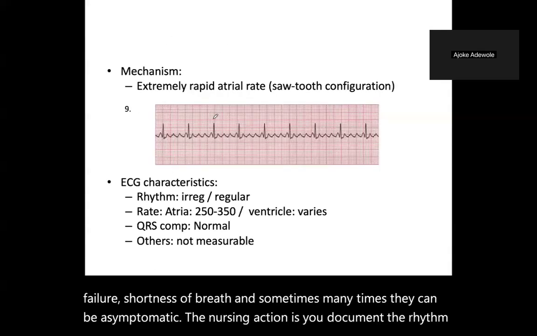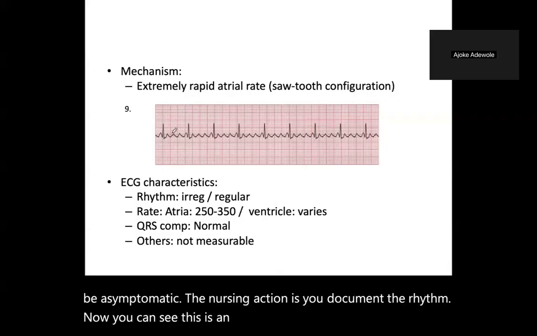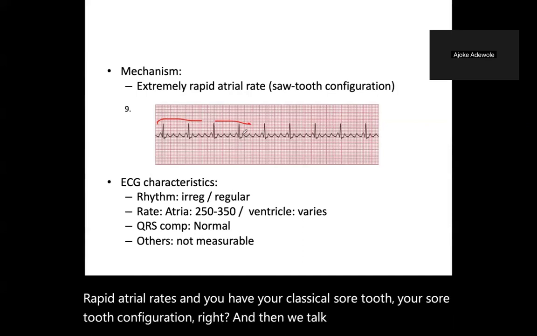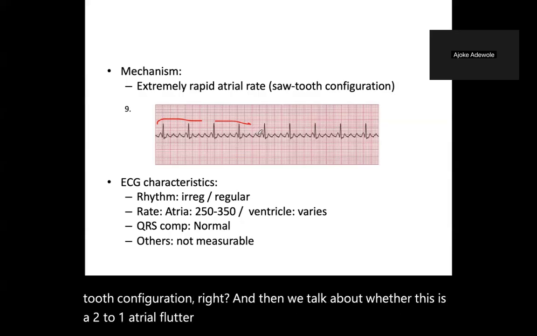Now you can see this. This is an extremely rapid atrial rate, and you have your classical sawtooth configuration, right? And then we talk about whether this is a 2-to-1 atrial flutter or a 3-to-1 atrial flutter, in which case this looks like the latter.